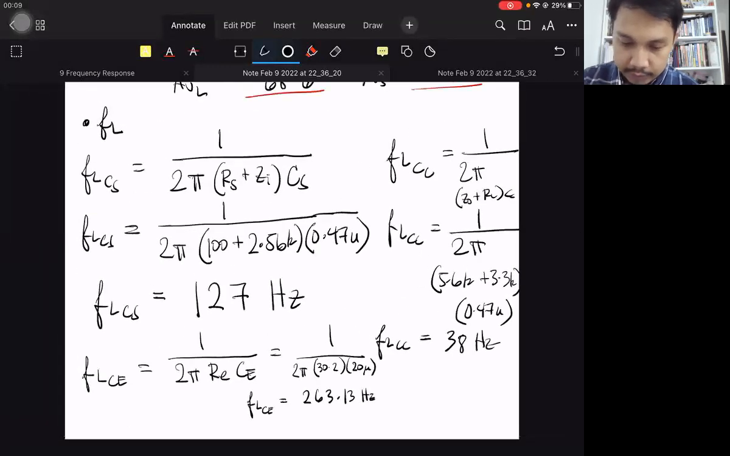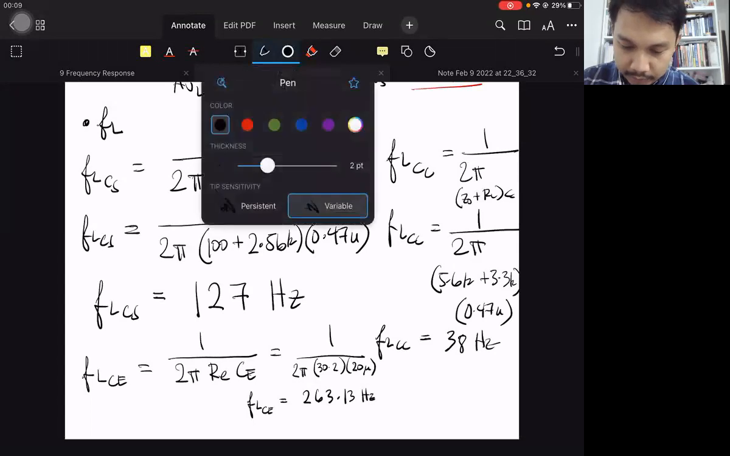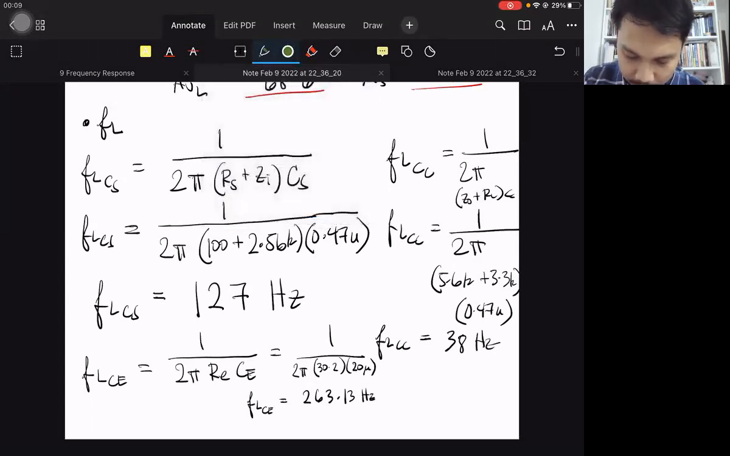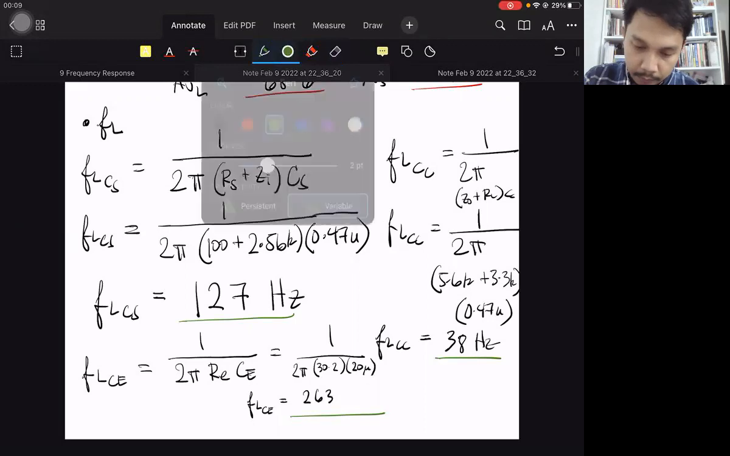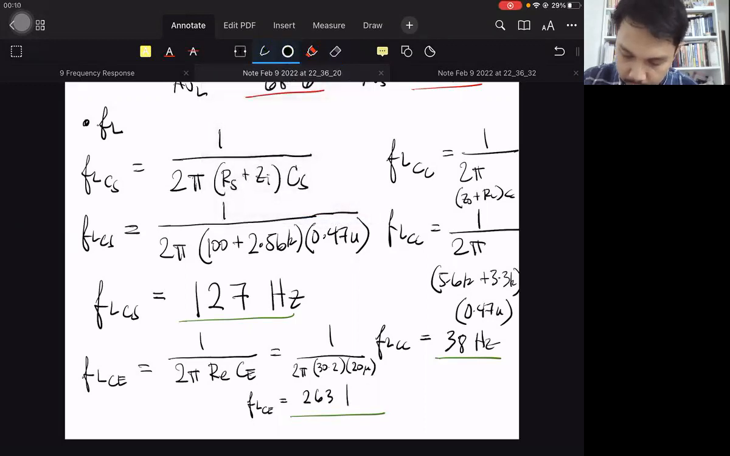We can see which was used. So we have 127 hertz, 38 hertz, and 263.13 hertz. 263 hertz, like in our slides.